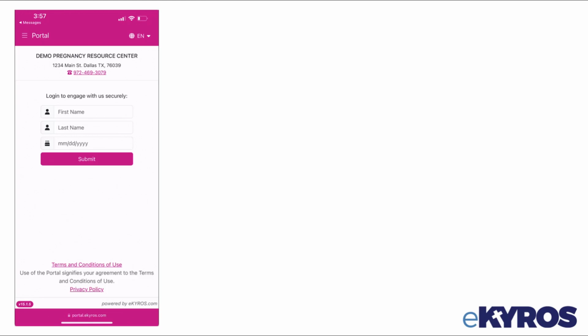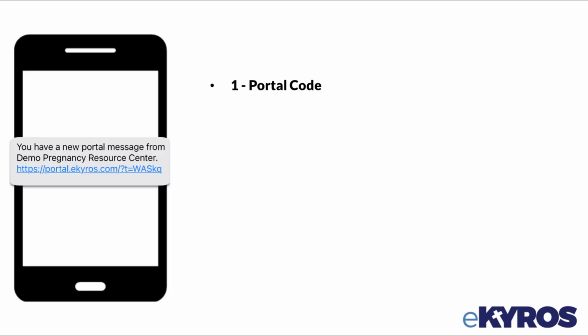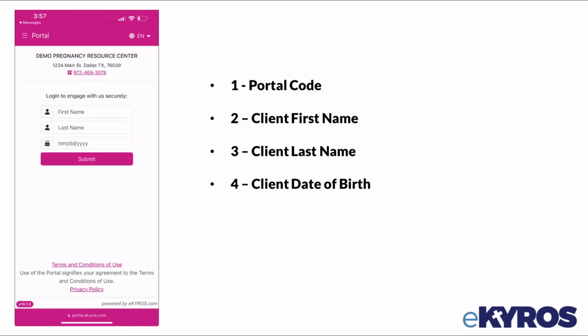Logging into the portal requires 6 pieces of information that must be verified before the clients are granted access. First, the portal code. This is a unique code that identifies your sender. It is sent to the client's mobile device via an SMS text, notifying them that a secure message awaits in their portal. After clicking on the link, we have the next 3 pieces of information: the client's first name, the client's last name, and the client's date of birth.